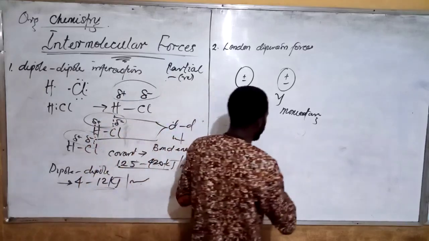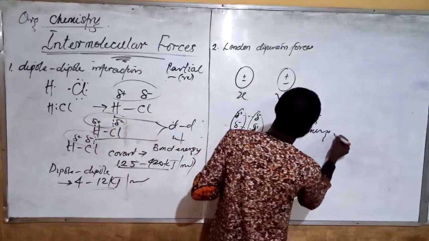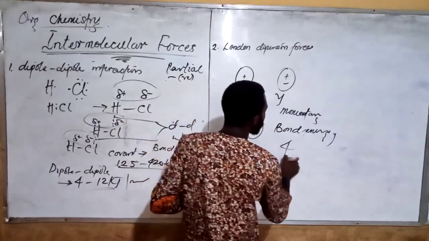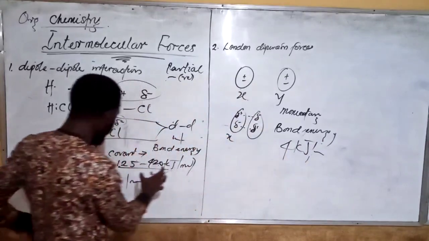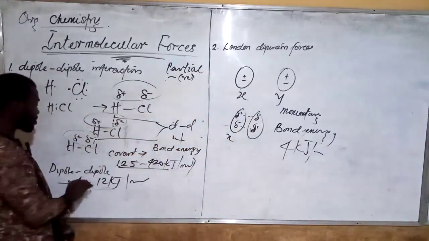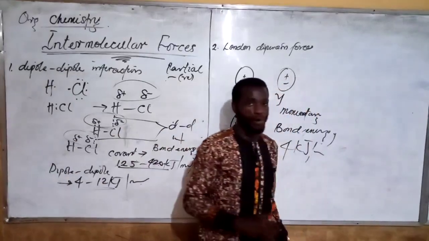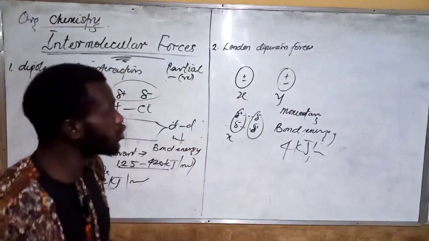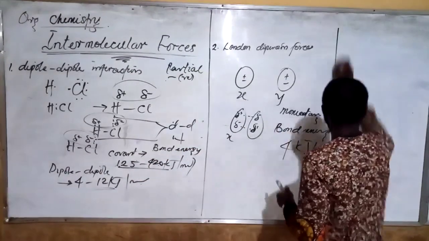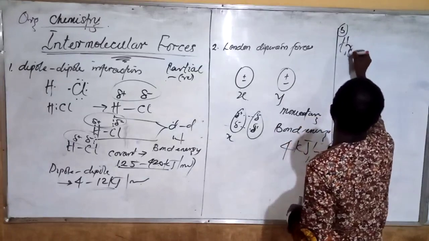In fact, the bond energy for London dispersion force is 4 kilojoules per mole and less. Compared to this one, which is between 4 and 12, you see that it has a lower bond energy. Now, the third type of bond is going to be the hydrogen bond. The number 3 is going to be the hydrogen bond.